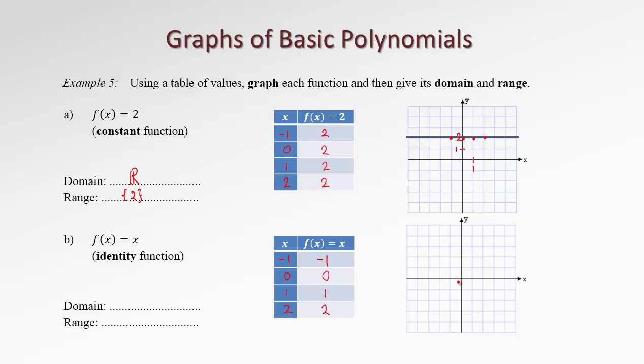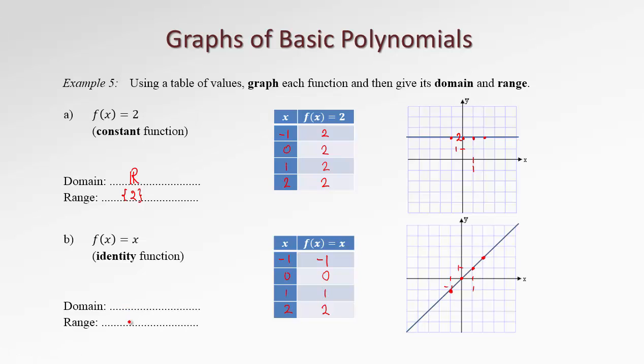So let's plot those points. Again, that's -1, that's 1. So -1, -1, that's the point. 0, 0, here it is. 1, 1 over there, and 2, 2 over here. So we can predict how the graph may look. It will be a diagonal line. Let's graph it. Here it is.